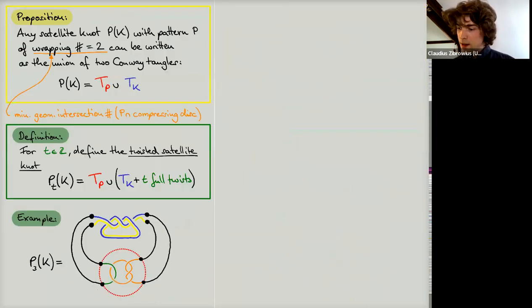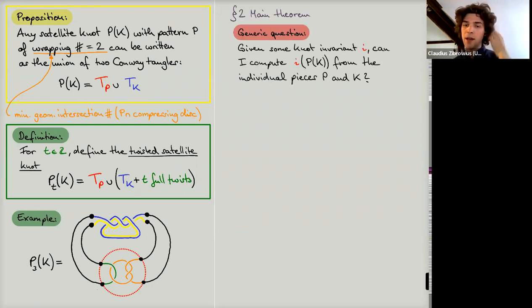Okay. The main theorem that I want to tell you about originates from this very generic question that you can ask about any given knot invariant. You can ask, can I compute this knot invariant on a satellite knot by doing two independent computations, first a computation for the pattern, then a computation for the companion, and then somehow putting these two pieces back together?